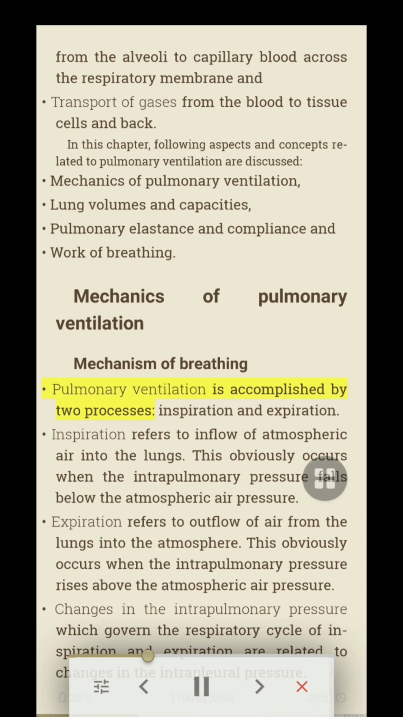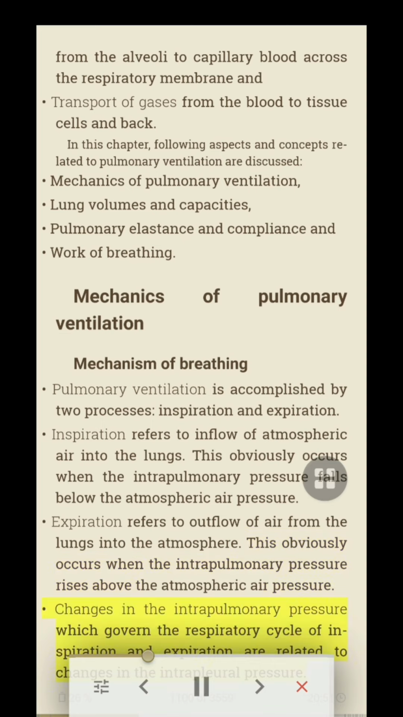Pulmonary ventilation is accomplished by two processes: inspiration and expiration. Inspiration refers to inflow of atmospheric air into the lungs. This obviously occurs when the intrapulmonary pressure falls below the atmospheric air pressure. Expiration refers to outflow of air from the lungs into the atmosphere. This obviously occurs when the intrapulmonary pressure rises above the atmospheric air pressure.